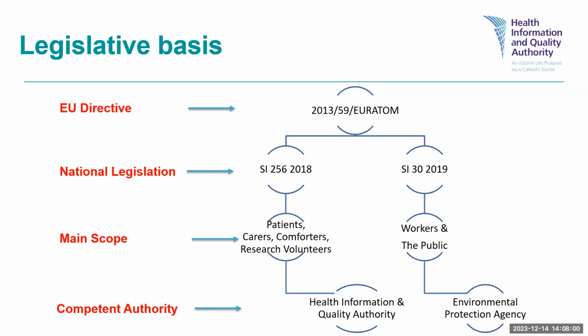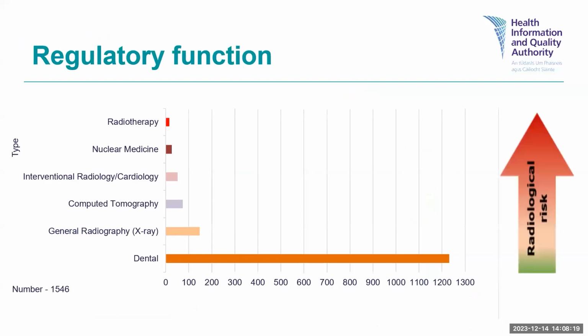So HIQA is the competent authority for SI 256, and the EPA, or the Environmental Protection Agency, I'm sure everyone on the call is very familiar with their work as well, they're the competent authority for SI 30. So within HIQA, under this legislation, SI 256, we have both regulatory and competent authority functions.